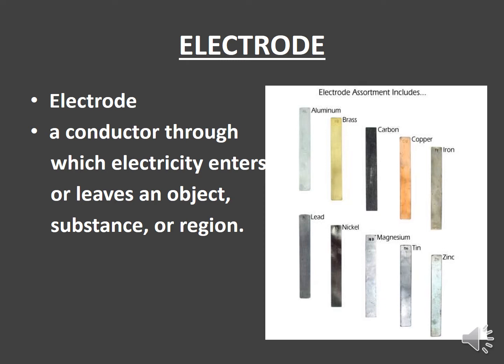The second concept is electrode. Electrode is the conductor through which electricity enters or leaves an object, substance, or region. Means with the help of this rod, electricity can transfer into the circuit, into the cell, into a substance or region, or it can leave that object or substance. And we use the electrodes of different elements like aluminum, brass, carbon, copper, iron, etc.